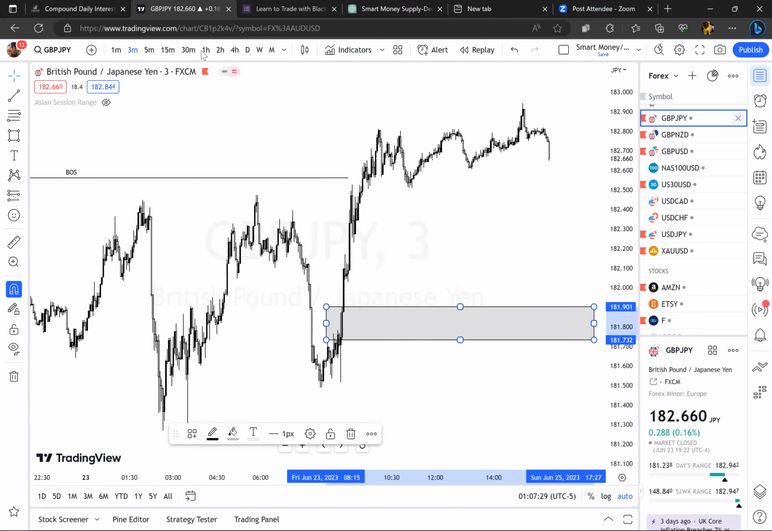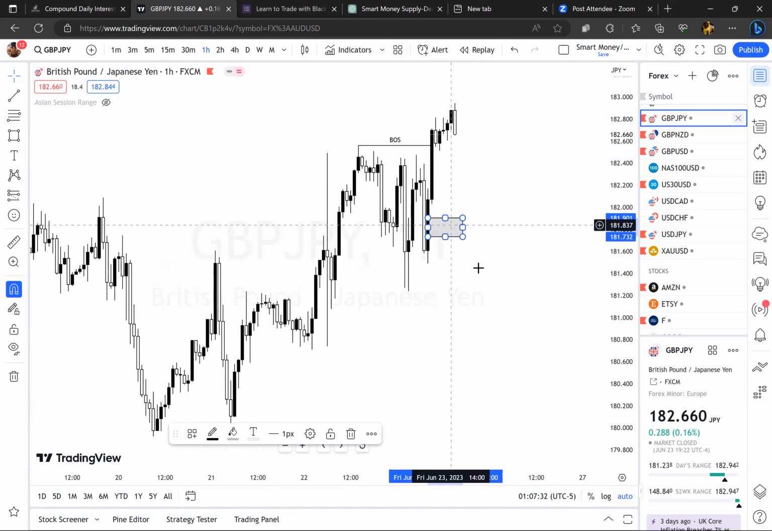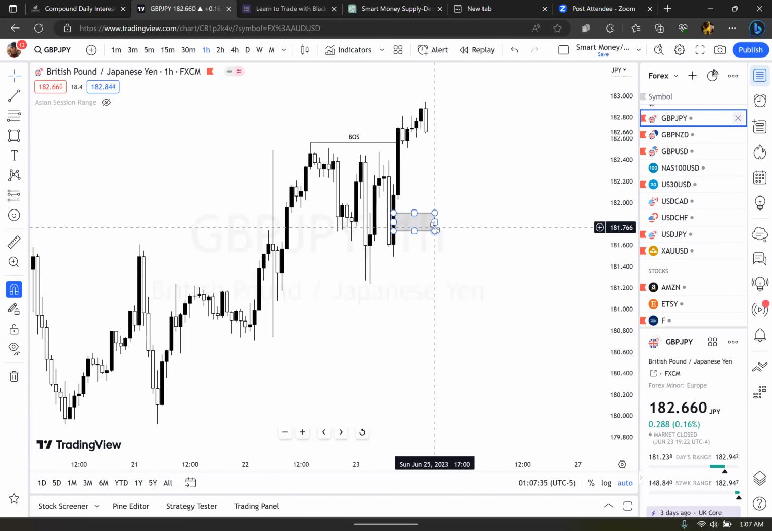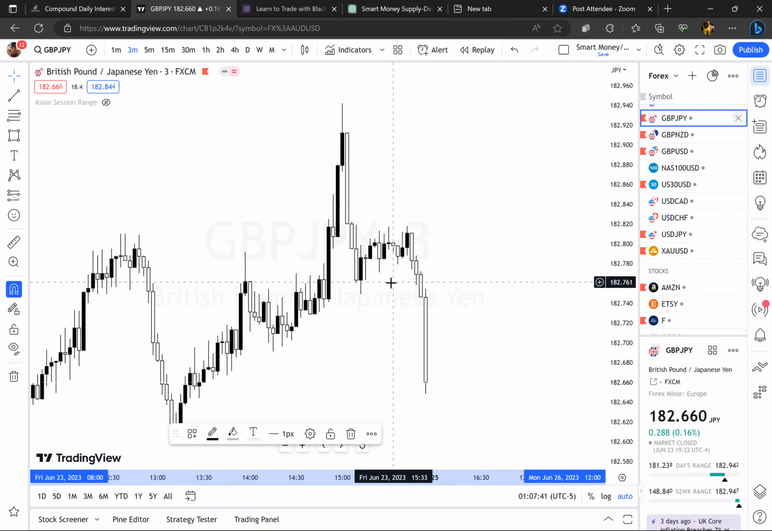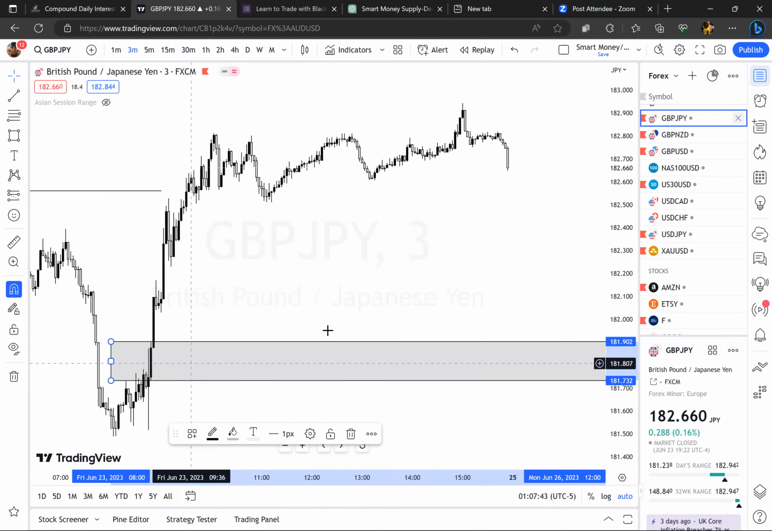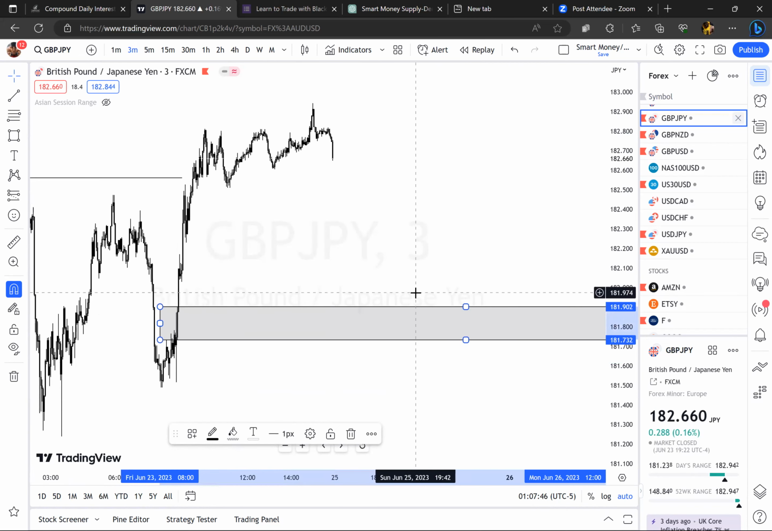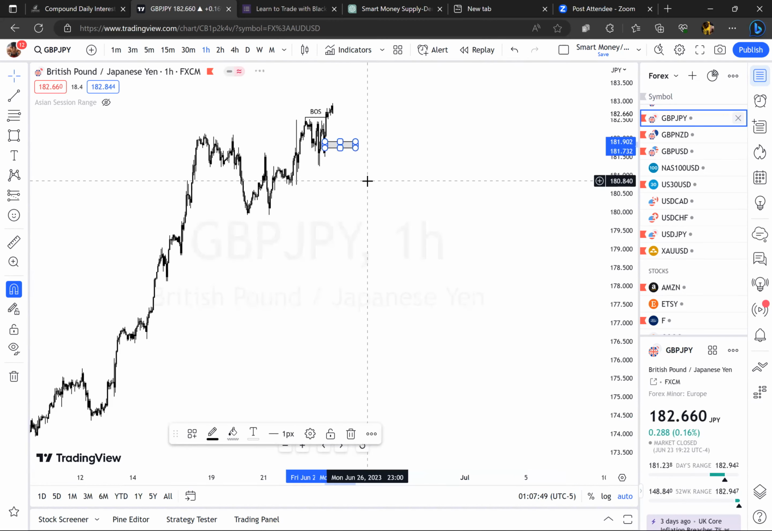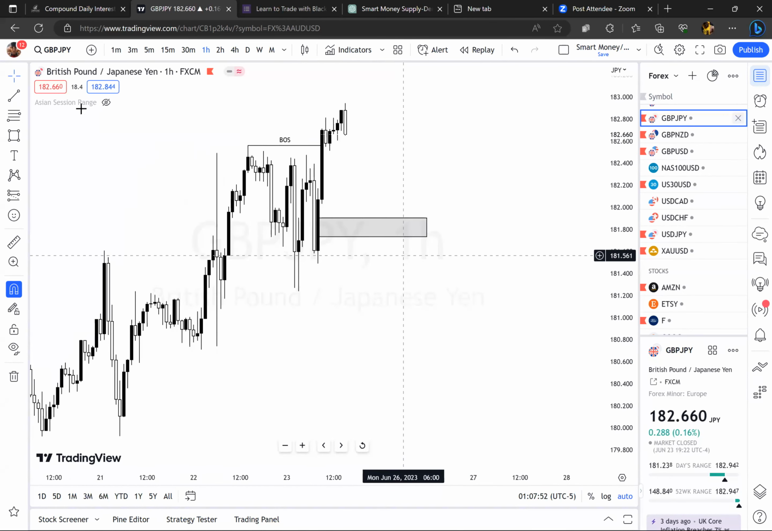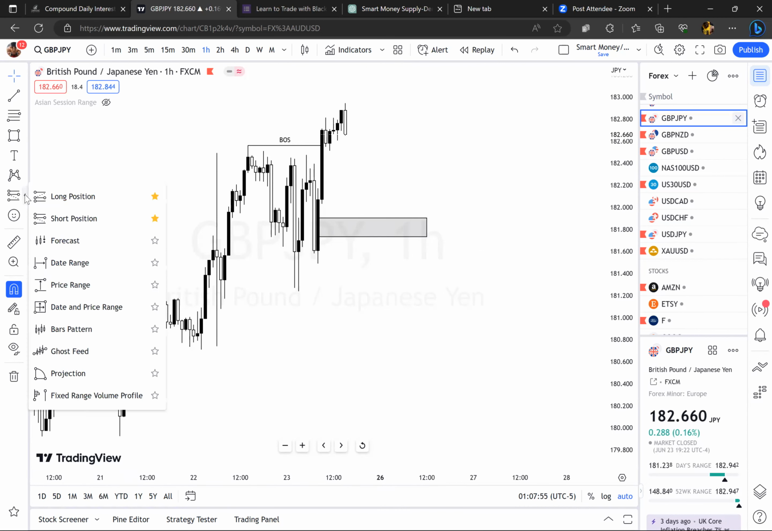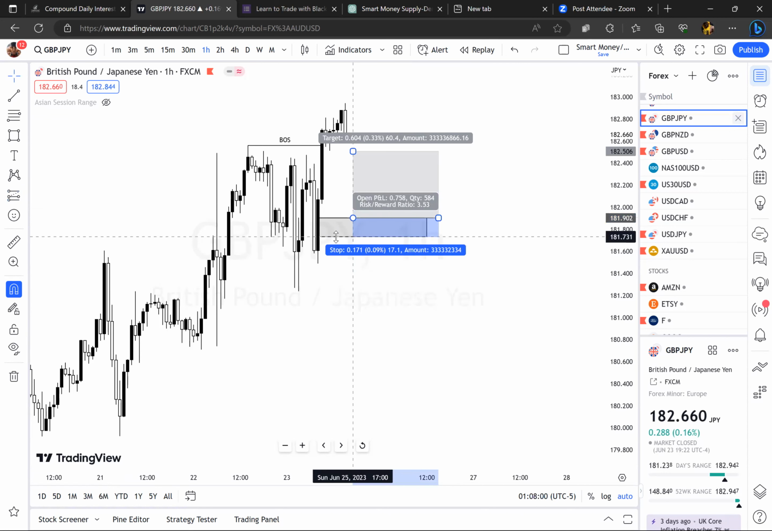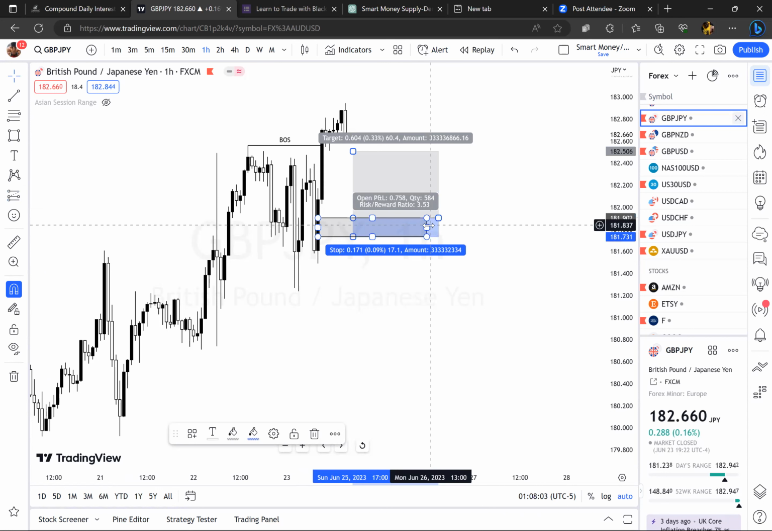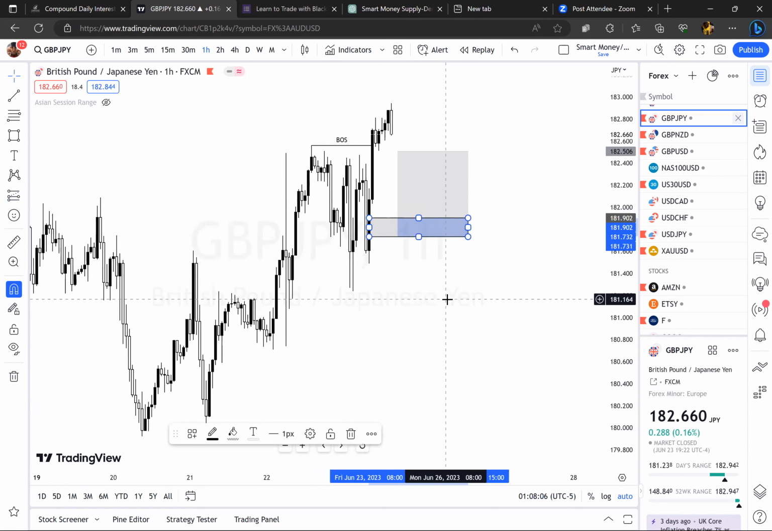All right. Let's go back to the 1 hour. I'm going to stretch it out. Remember, that was a 3-minute zone that we found this on. All right, back to the hour. And now I can put my long position tool on. Boom, boom. Bring it up. All right, 17 pips. I can work with that, because I'm not going to enter until I see my pattern.